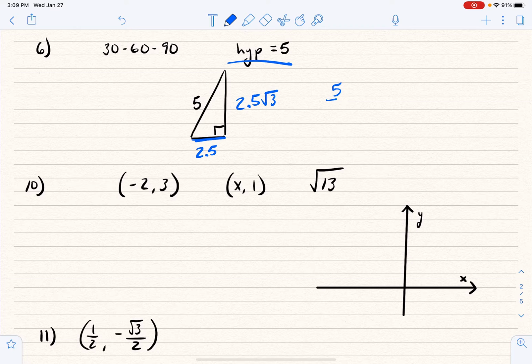You could also have 5 halves times the square root of 3. You could have 2.5 times the square root of 3. I mean, you can have all different ways of writing the exact same number. I think that maybe this one makes the most sense, but whatever.